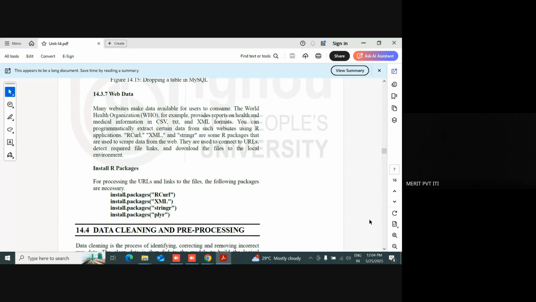Web data: many websites make data available for users to consume. The WHO, World Health Organization, for example, provides reports on health and medical information in CSV, TXT, and XML formats. You can programmatically extract certain data from such websites using R applications. RCurl, XML, and stringr are some R packages that are used to scrape data from the web. They are used to connect to URLs, detect required file links, and download the file to the local environment. These are the various packages installed.